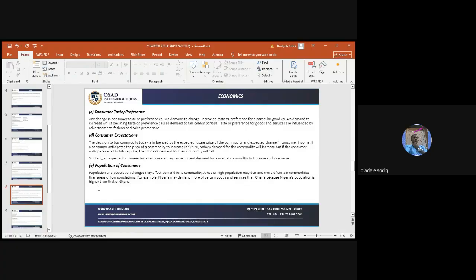Then we also have another factor, consumer taste and preference. Any change in consumer taste or preference causes demand to change. Increased taste or preference for a particular good causes demand to increase, while declining taste or preference causes demand to fall. Ceteris paribus. Taste or preference for goods and services are influenced by advertisements, fashion, and sales promotion.